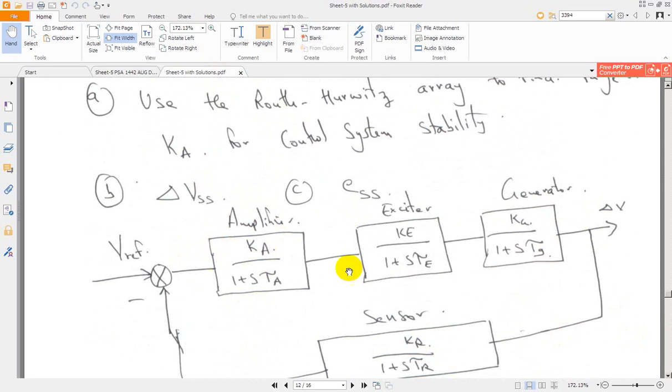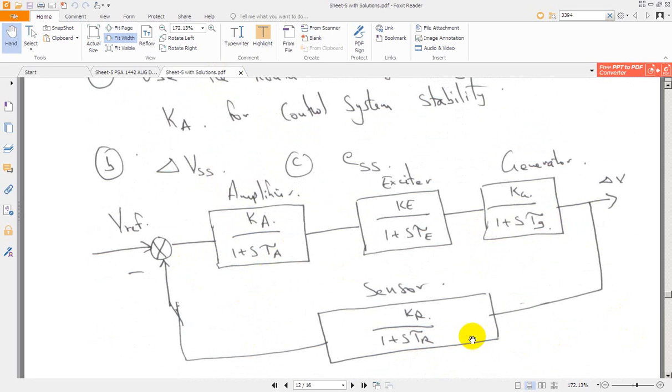This is the block diagram for an automatic voltage regulator. Simply, what is the common thing we have? K divided by 1 plus ST. This is the order of the system. This is the transfer function of the amplifier, the transfer function of the exciter, the transfer function of the generator, and also the transfer function of the sensor.